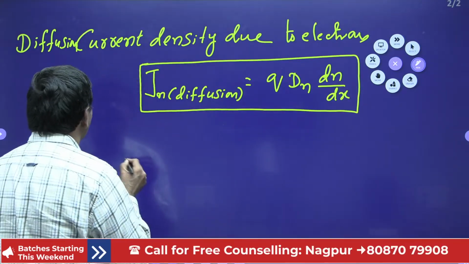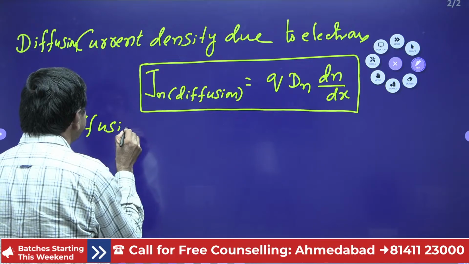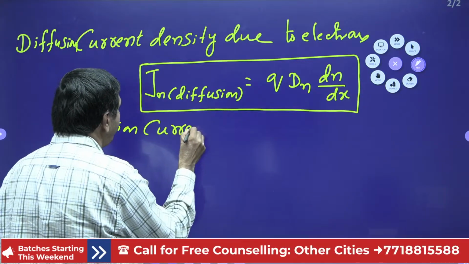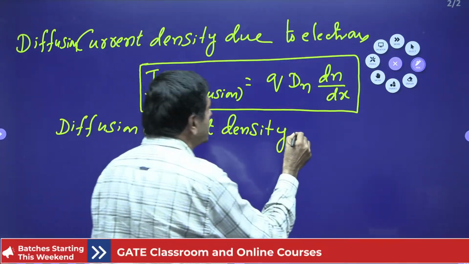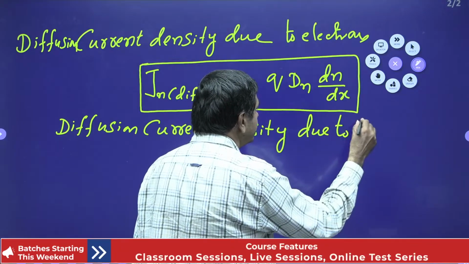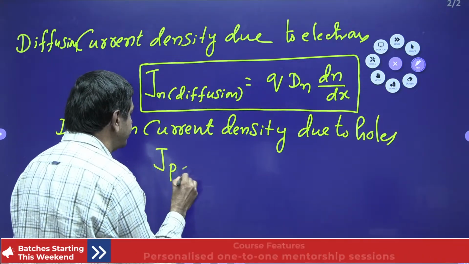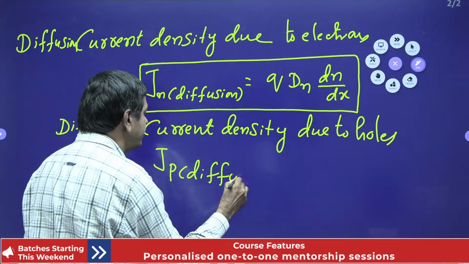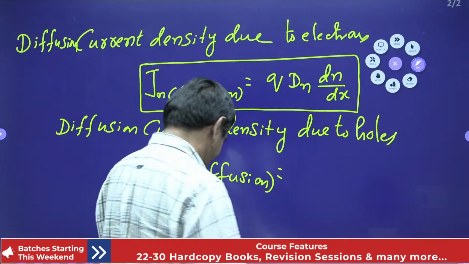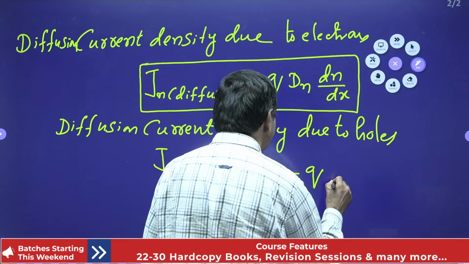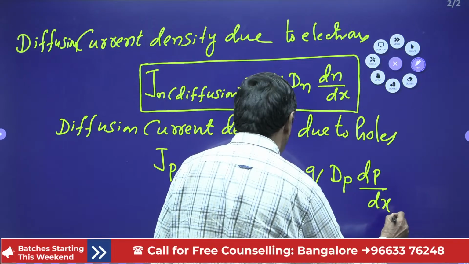But in case you want to find the diffusion current density due to holes, suppose, due to holes we can use the formula J suffix P diffusion. That is very important. J suffix P diffusion can be calculated by minus q into D suffix P into dp by dx. With the minus sign, it is very important.